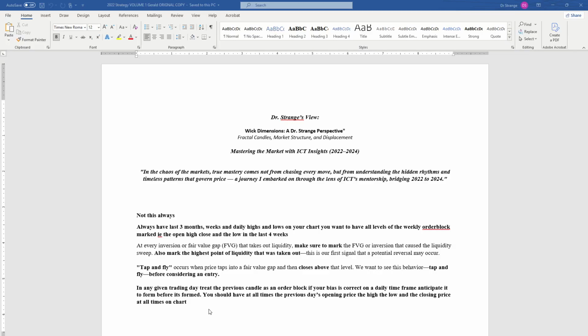You have to have a Word document. Now, this is my view, you can have your own view. I'm calling this weak dimensions, a Dr. Strange's perspective: fractal candles, market structure, and displacement. The fractal candles is what I've been talking about, the short-term highs and short-term lows. These are all things you shall observe in the market.